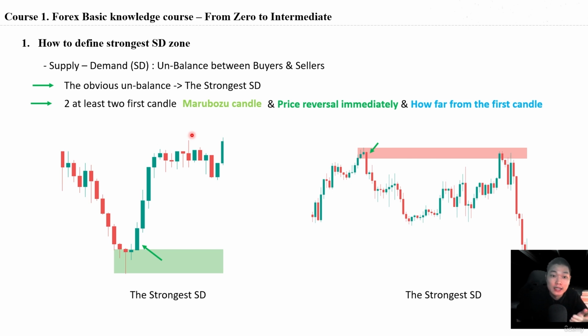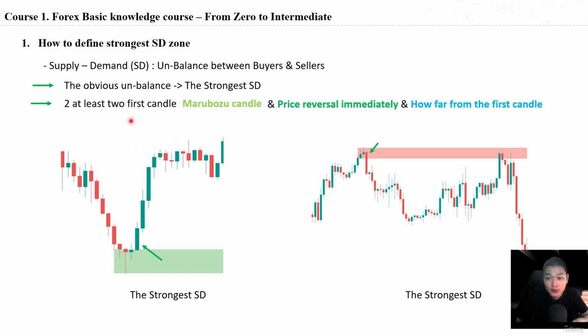The first one, you need to see that at least the first two candles after the reversal place are Marubozu candles, or show you a strong movement from the peak of the market. The second one, price reverses immediately, which shows that a lot of buyers want to join the market very strongly. And the last one, how far price can go from the first candles. This one is very important. You need to understand these three factors to define a supply and demand zone.